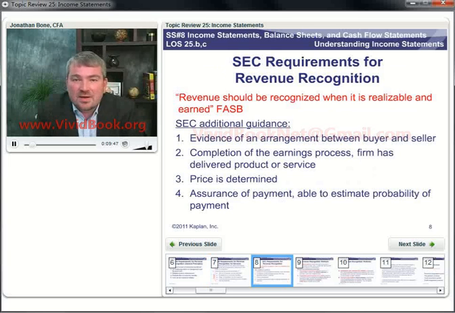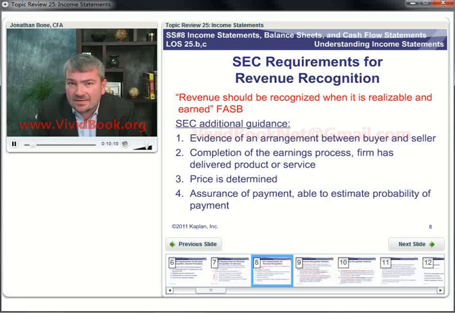Now notice when we look at the US Accounting Board, all they're really going to say is revenue, i.e. sales, should be recognized when it's realizable and earned. Earned means we've completed the earnings activity. Realizable means the customer is likely to pay us. Notice the SEC gives additional guidance for listed firms. Then we should know what these are for our exam.